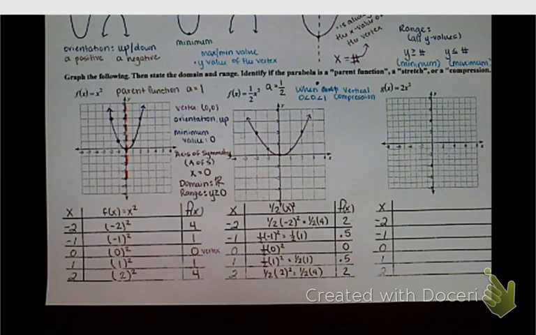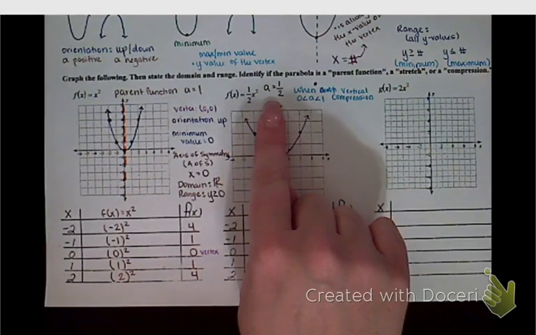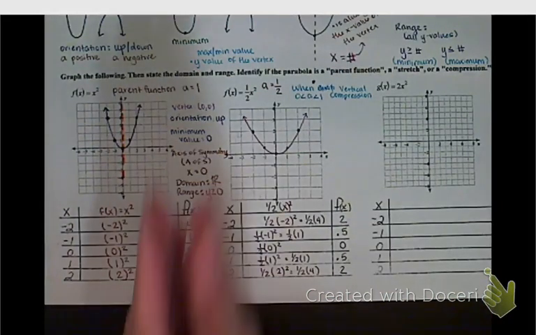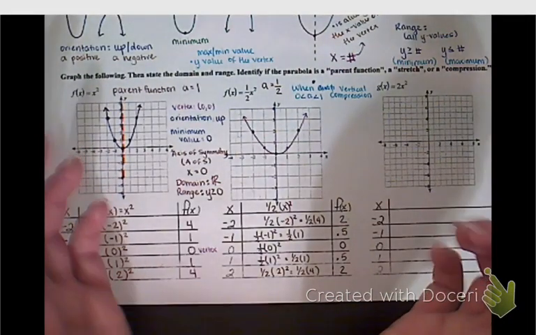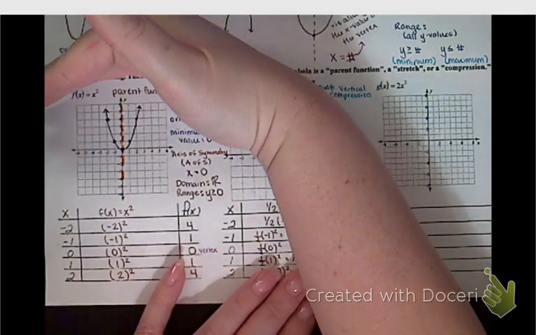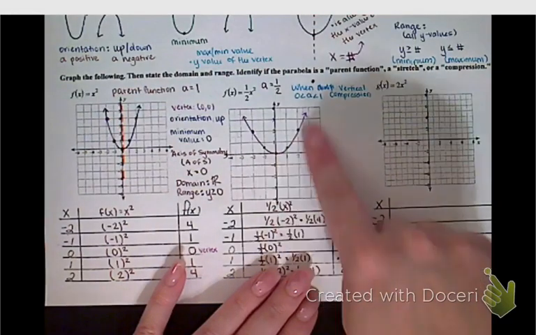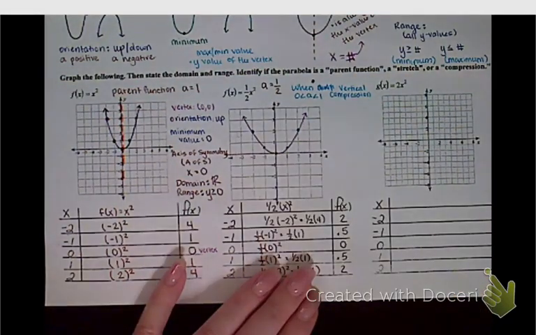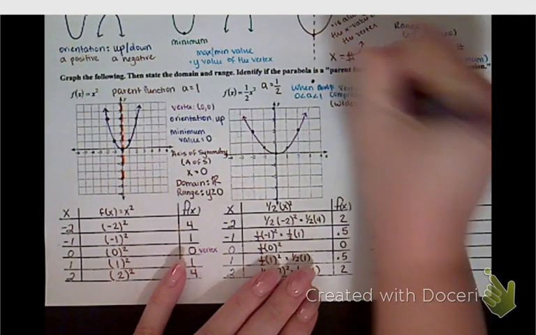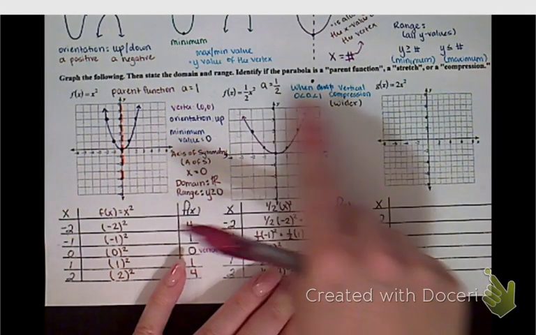Okay, so looking at our parent function when a equals 1 versus our function when a was between 0 and 1, you should notice that your graph got wider. So I called it a vertical compression. If I were to take this parent function and push it vertically, what's going to happen? It's going to flatten out like this one did. So with a vertical compression, my graph is going to get wider. So when a is between 0 and 1, my graph is going to get wider.